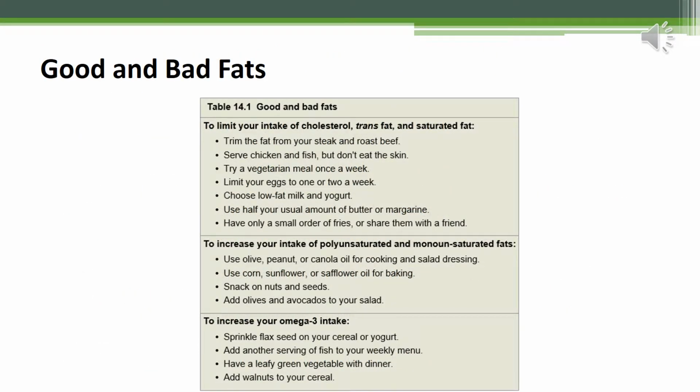So here's a chart from your book which just has some tips on how to regulate the good and bad fats within your body. I'm not really going to read these, but anyway, the chart has steps on how to limit your intake of cholesterol, trans fat, and saturated fat. Advice on how to increase your intake of polyunsaturated and monounsaturated fats. And it also tells you ways you can help increase your omega-3 fat intake.